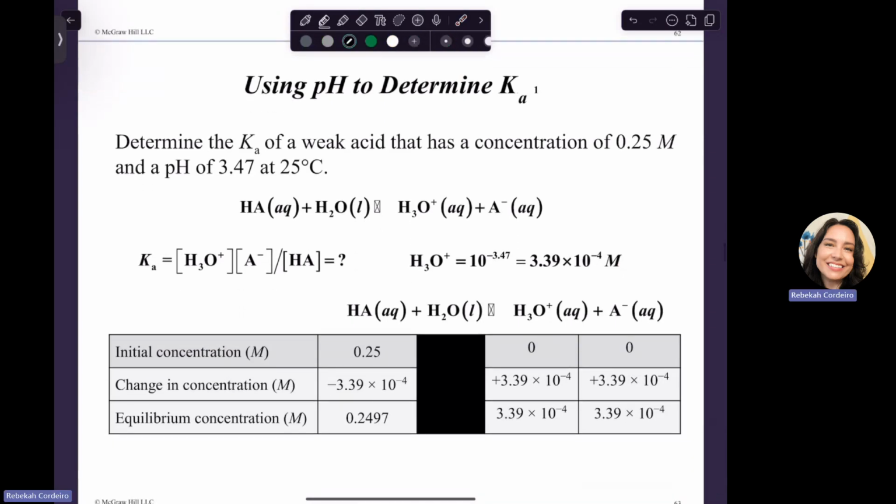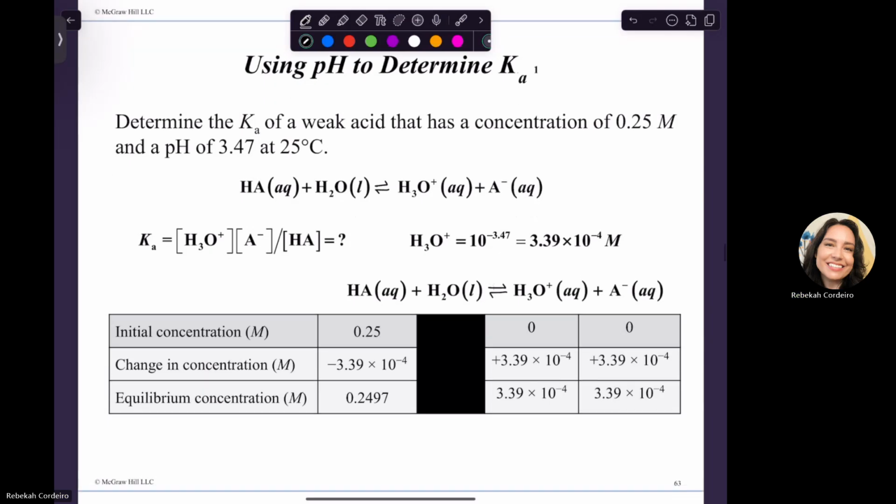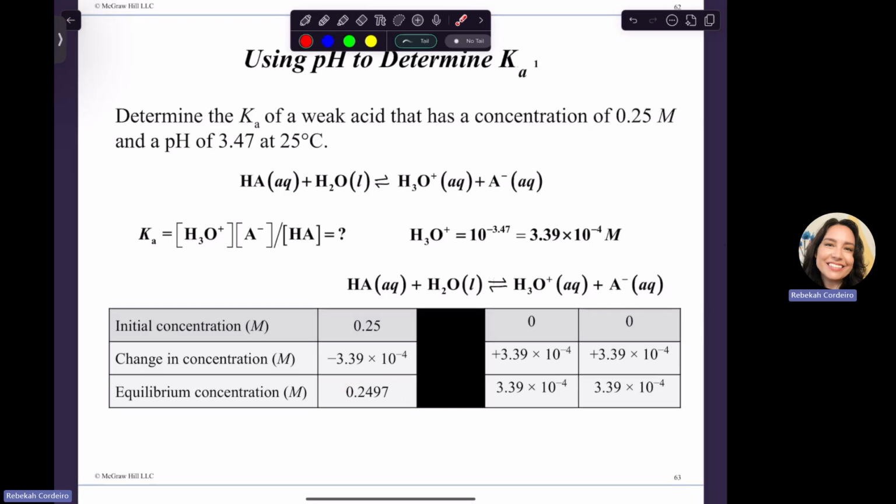Then, of course, if we are doing ice tables, we can kind of back into them as well. So we can actually use pH to figure out what Ka is going to be. If I know the pH of a thing, then I could use an ice table to help me figure out what all the other numbers are. So for example, if I tell you pH is 3.47, what is the hydronium ion concentration going to be? 10 to the negative pH. So that's 3.39 times 10 to the negative 4. Remember, pH is based on the concentration at equilibrium. So that's my equilibrium.